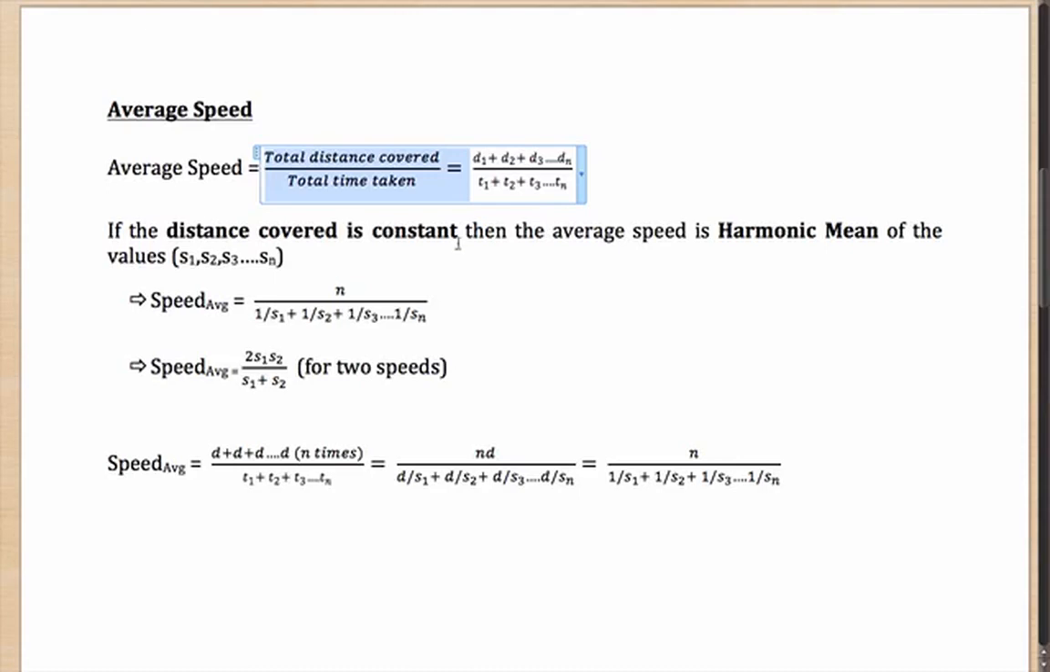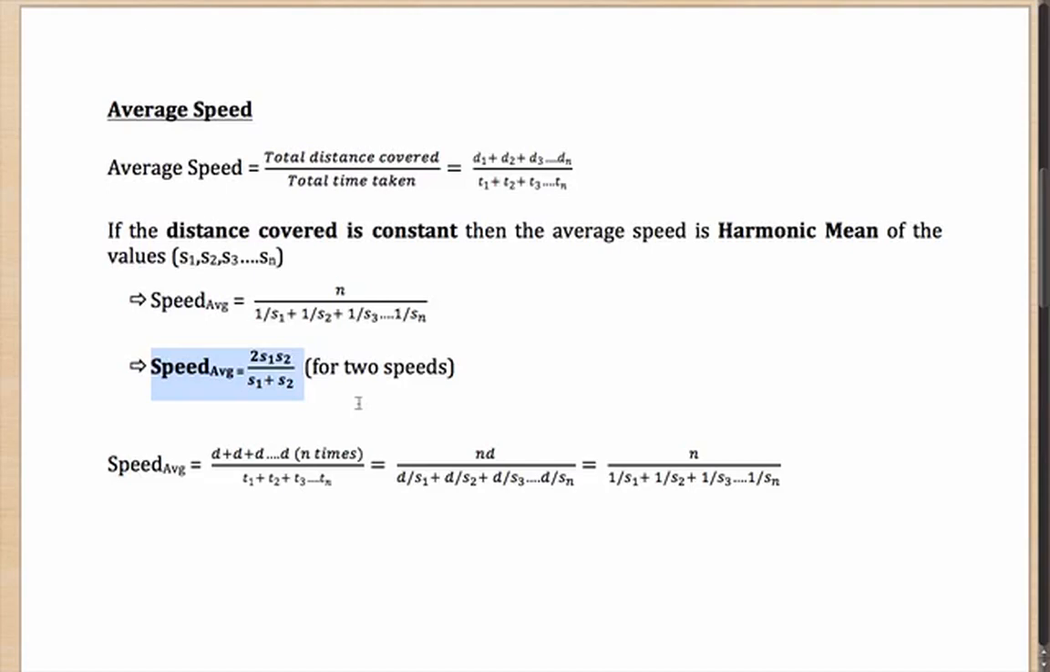Now, if in each part the distance covered is constant, then the average speed is the harmonic mean of the various speeds. What I'm trying to say is, in that case, the average speed will be n divided by (1/s1 plus 1/s2 plus 1/s3 till 1/sn), which is actually nothing else but the harmonic mean of the different values of the speed. In case of 2, probably you should remember the formula. It is 2 s1 s2 by (s1 plus s2).